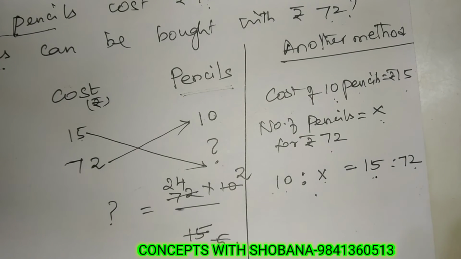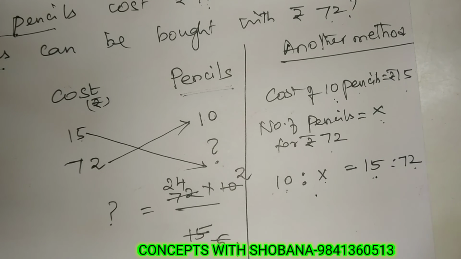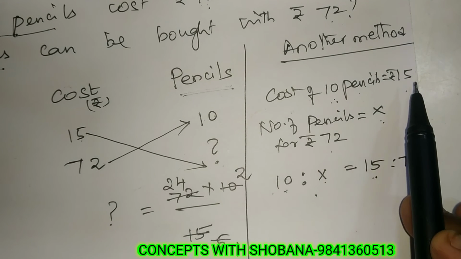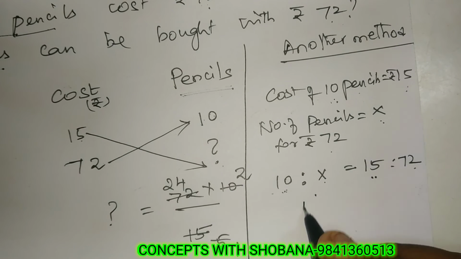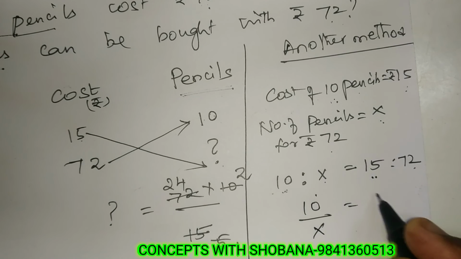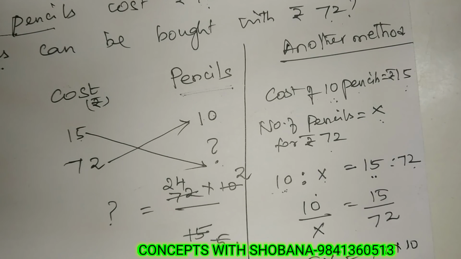Got it? So be very careful in writing ratios, because ratios means you are deriving a relationship between two quantities. So we should write the ratio of corresponding quantities. Now if 10 pencils cost 15 rupees, then below 10 we should write 15. Now how will you do this? Now see, 10 by X is equal to 15 by 72. So how will you find out? Here also the same. See, 15x is equal to 72 into 10. X is equal to 72 into 10 divided by 15.